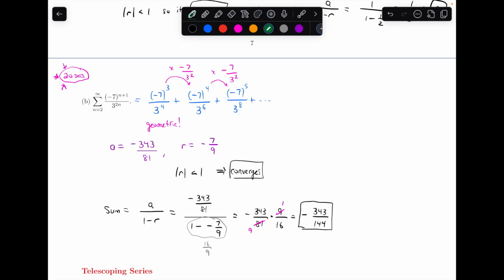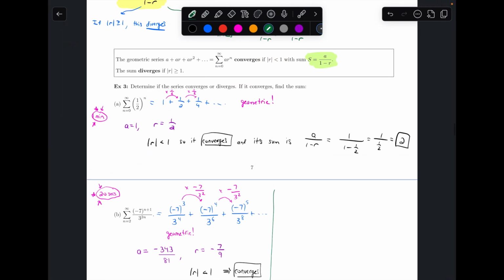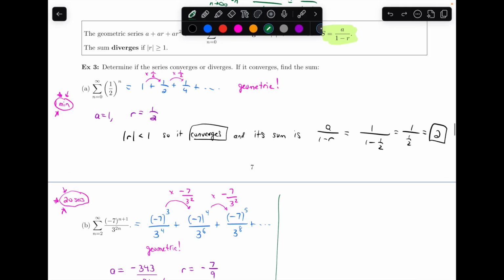Okay, I want to end by briefly talking about how, when I first looked at this, maybe it wasn't immediately obvious that this thing was geometric. But there's a way I could have manipulated it with some algebra to put it into that form. If I have this sum from 2 to infinity, on the numerator, I can split that up as negative 7 to the n times negative 7 to the 1. That's the same as this, using exponent properties. And in the denominator, that's the same as 3 squared to the n power, because a power to a power multiplies to give me 2n.